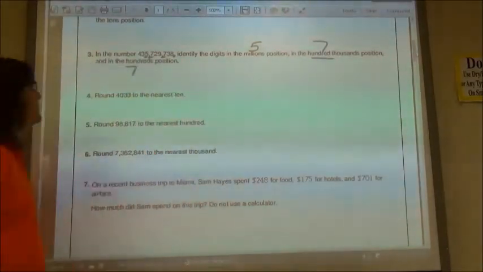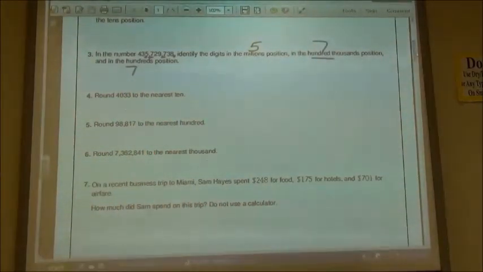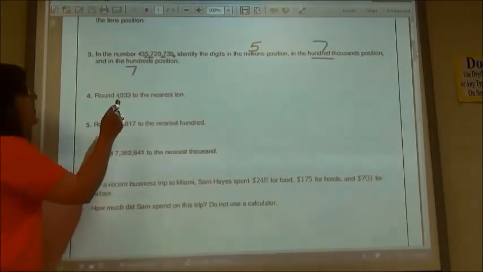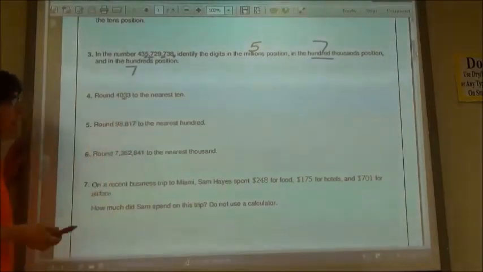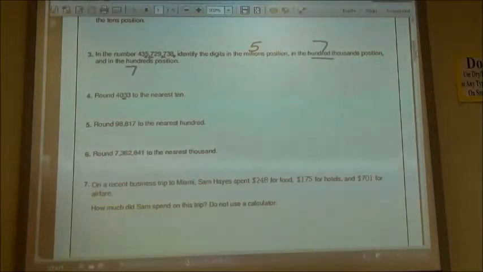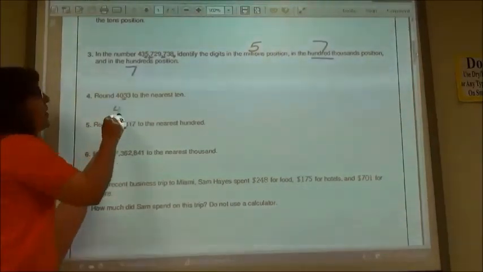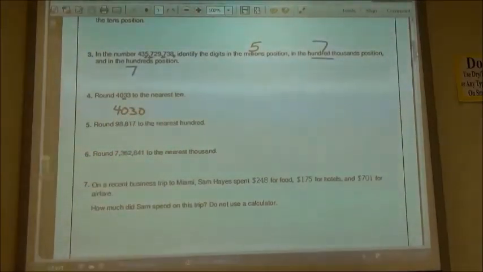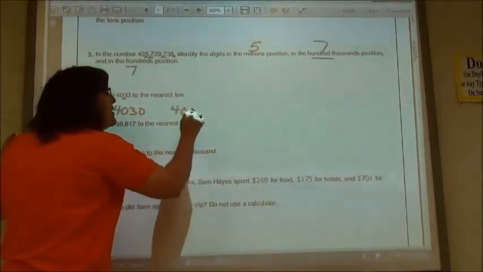The reason we need to know the position is because you're going to be doing some rounding. When it says round to the nearest 10, you have to identify the number in the tens position, which in this case is a 3. Anything after that, you're going to change to a 0. So I'm going to write it as 4,030. So when I'm rounding, I'm trying to decide, does it say 4,030 or does it round up to the next 10, which would be 4,040, right?